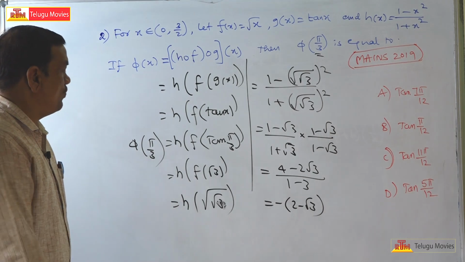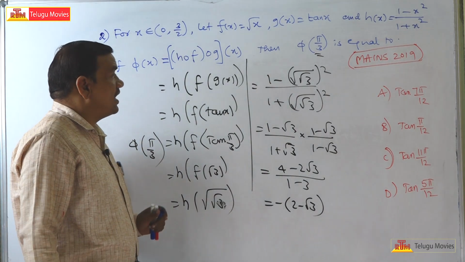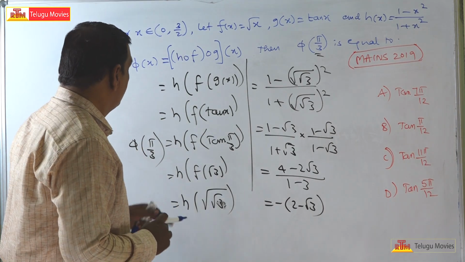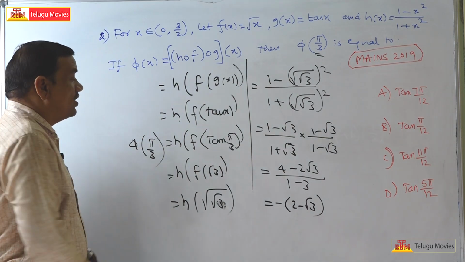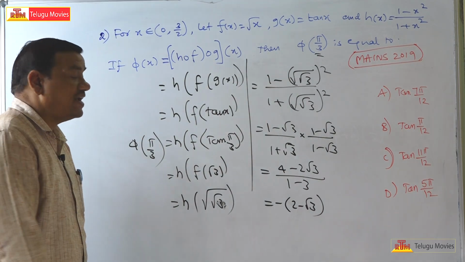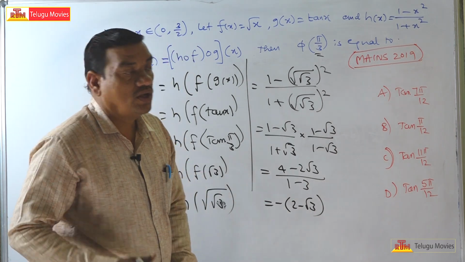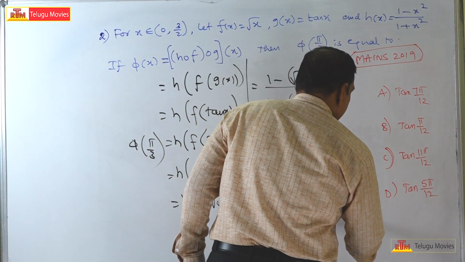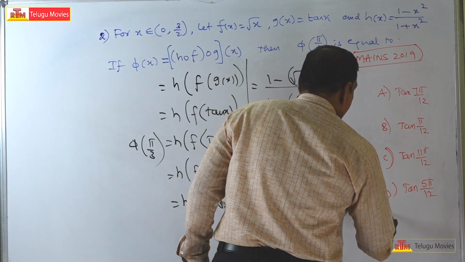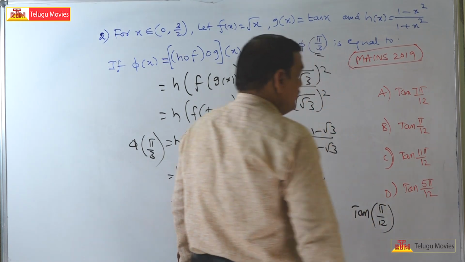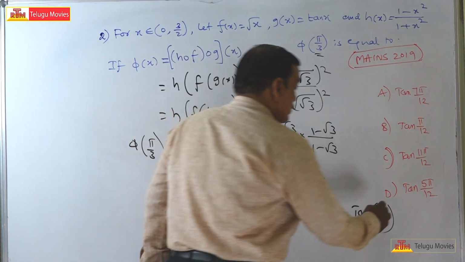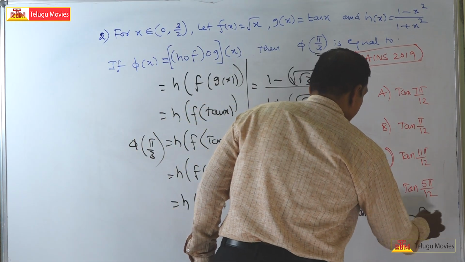Okay, now. So, we know that for tan of which value, for which value will you get 2 minus root 3? Of course, afterwards we will see that minus 2 minus root 3 value. So, if you observe tan of pi by 12, 15 degrees, tan 15 degrees value is 2 minus root 3.